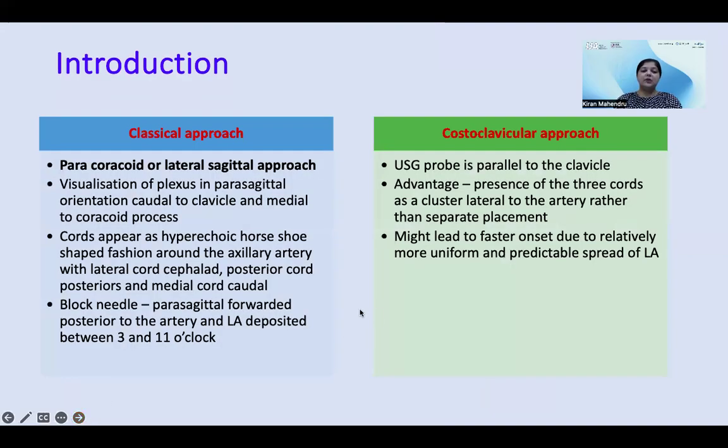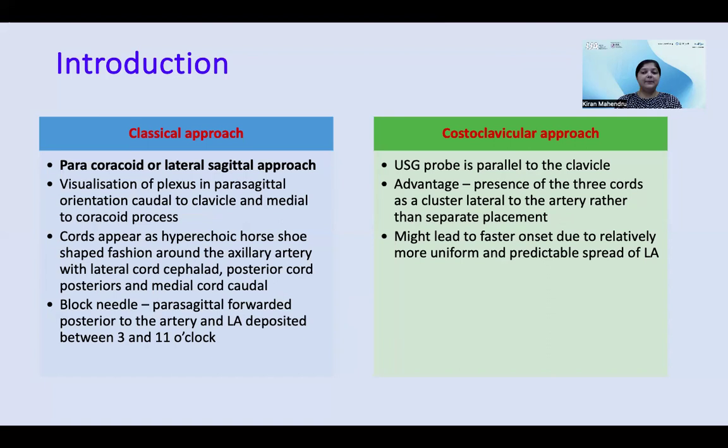The classical approach, also known as the paracoracoid or the lateral sagittal approach, involves the visualization of the plexus in the parasagittal orientation, caudal to the clavicle, and medial to the coracoid process. The cords appear as hyperechoic, horseshoe-shaped structures placed around the axillary artery, with the lateral cord cephalad, the posterior cord in the posterior direction, and the medial cord in the caudal direction. The block needle moves in the parasagittal plane, forwarded posterior to the artery, and the LA is deposited between the 3 o'clock and the 11 o'clock position.